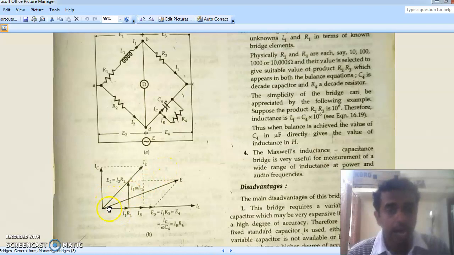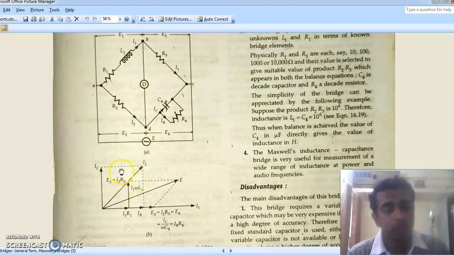So IR is all along this one. So naturally the capacitive current will be leading this current IR by 90 degrees. So the effective current, the resultant current, will be I2. So this is I2, and the drop E2 is nothing but I2 R2, which is all along the vector I2.